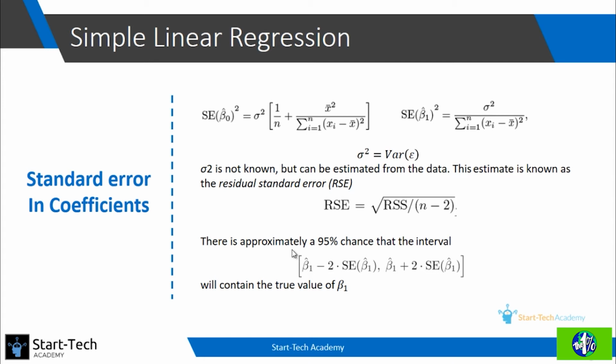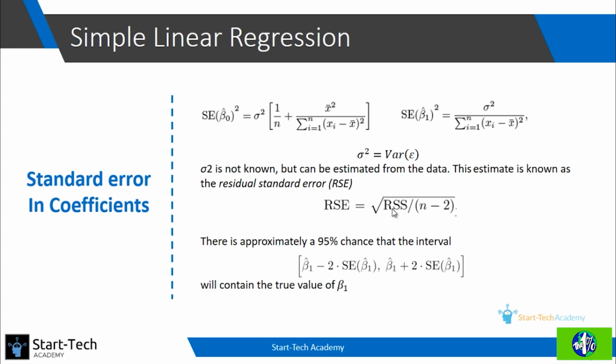Since the population regression line is not known, this sigma square is also not known. We need to estimate it from our sample data too. This estimate is given by this formula, which is RSE is equal to the square root of RSS by n minus 2. Here RSE is called residual standard error. RSS is the residual sum of squares. We discussed this in the last video, which is the sum of all the e squares. So for all the data points, we get the errors, that is the residuals. We square them and we add them, that is the RSS.